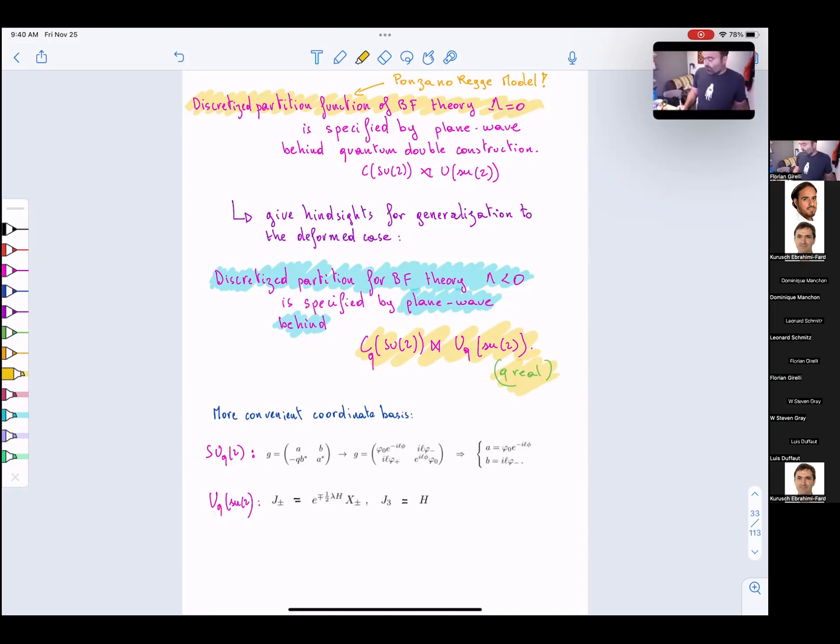So let's maybe spend a bit of time on that. What I want to do now is to give you this plane wave. So we found what this plane wave was in this case. For SU2Q, the quantum group, we typically deal with this parametrization. But instead of using this parametrization for finding the duality between these two structures, it's actually more convenient to use Euler angles. And in the same way, I'm going to rescale my generators for UQSU2, and use instead the X and the H.